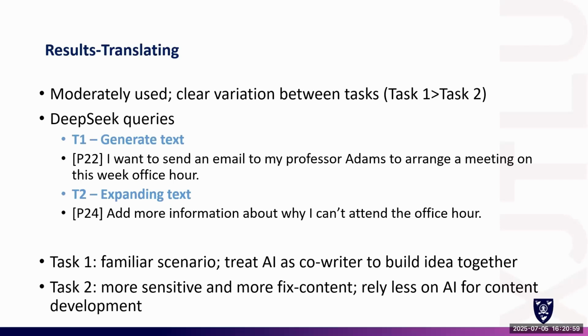And as to translating, that is, translating their ideas into text, we found something quite interesting about the task differences. As we introduced at the beginning, task 1 is simpler than task 2. We find that more students use AI for translating in task 1 than in task 2. Why is that? For a very familiar scenario like making an appointment for office hours, students feel this kind of thing is quite easy for them. For the second task, declining an offer, they feel it is more sensitive and they rely more on AI for content development.